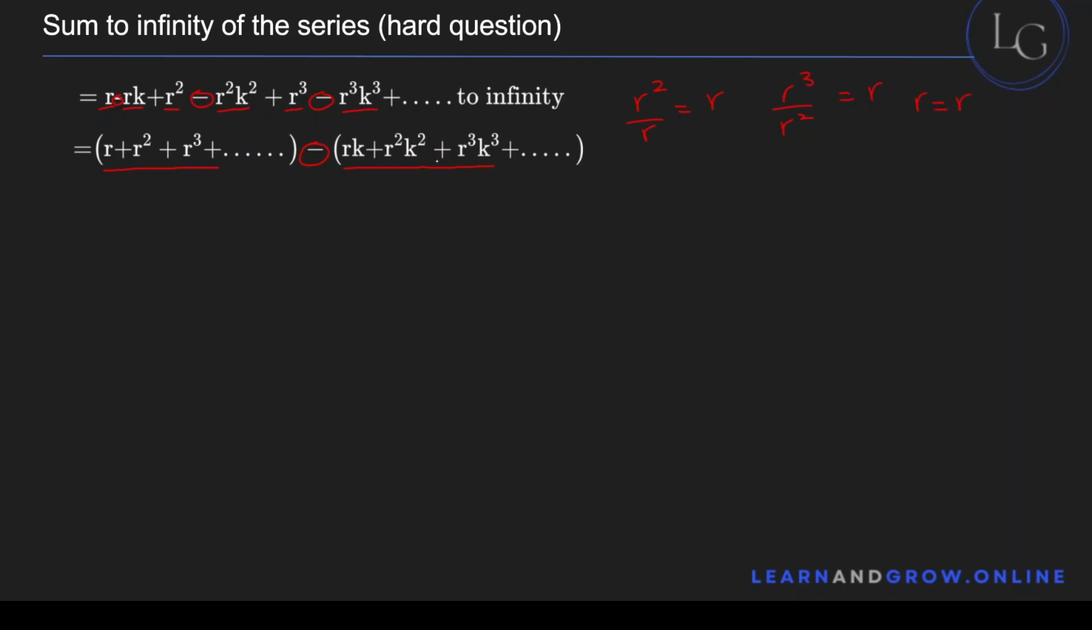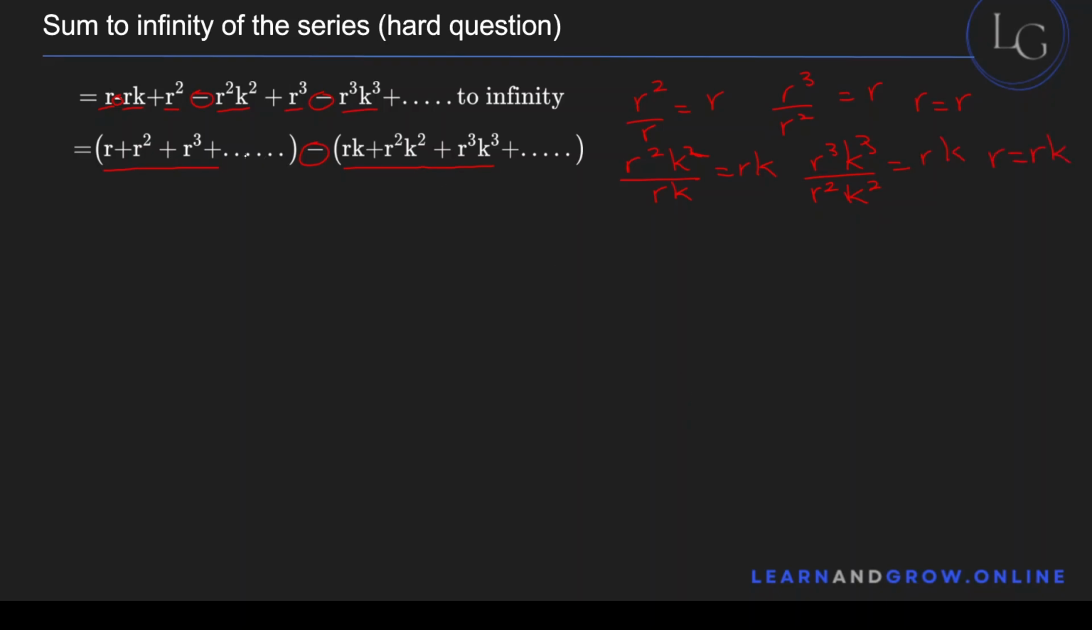Over here you can see that r squared k squared over rk is equal to rk, and r cubed k cubed, which is the third term, divided by the second term, which is r squared k squared, is also equal to rk. So the common ratio is equal to rk.